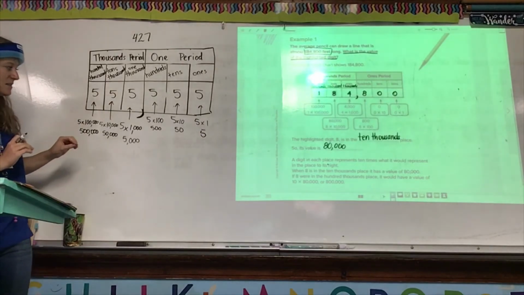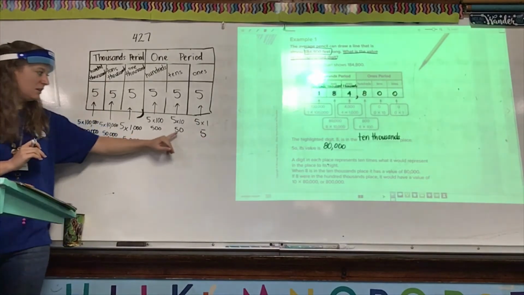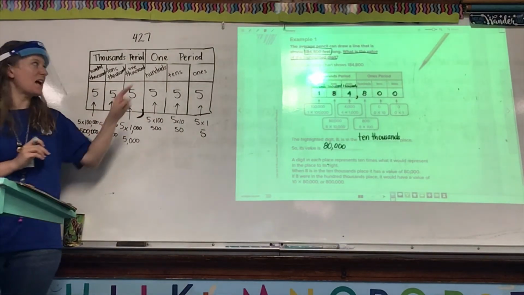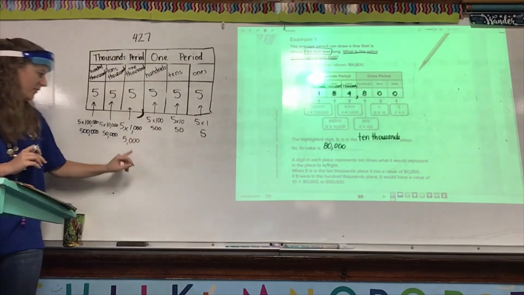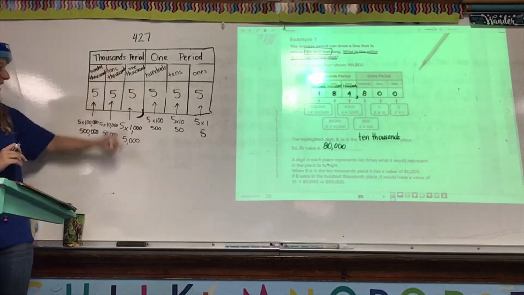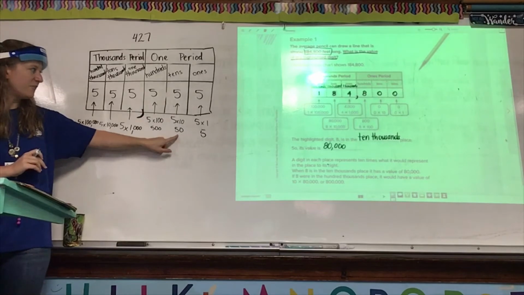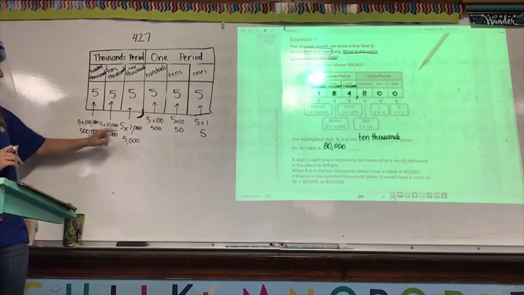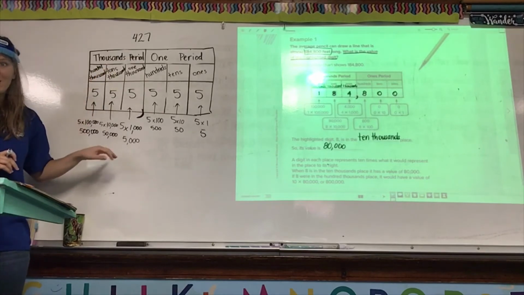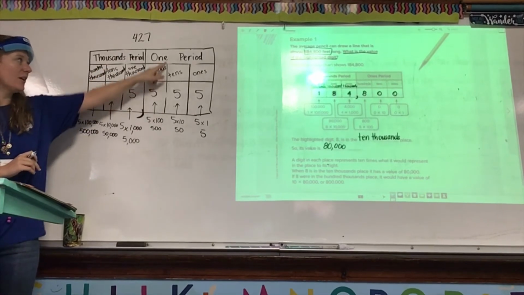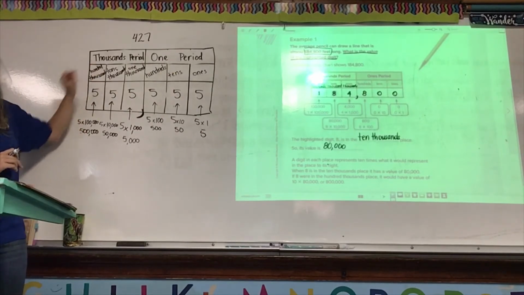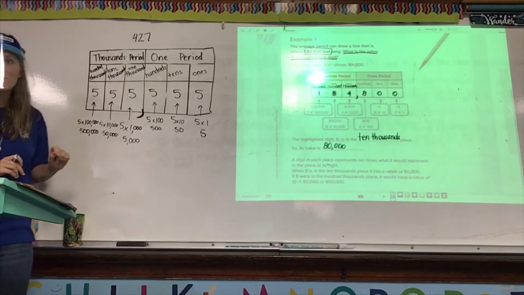So that means you will have these numbers in every period. You'll just say the name of the period after. 5 in the ones period is worth 5. 5 in the thousands period is worth 5,000. 50 in the ones period is worth 50. 50 in the thousands period is worth 50,000. 500 in the ones period is worth 500. 500 in the thousands period is worth 500,000.